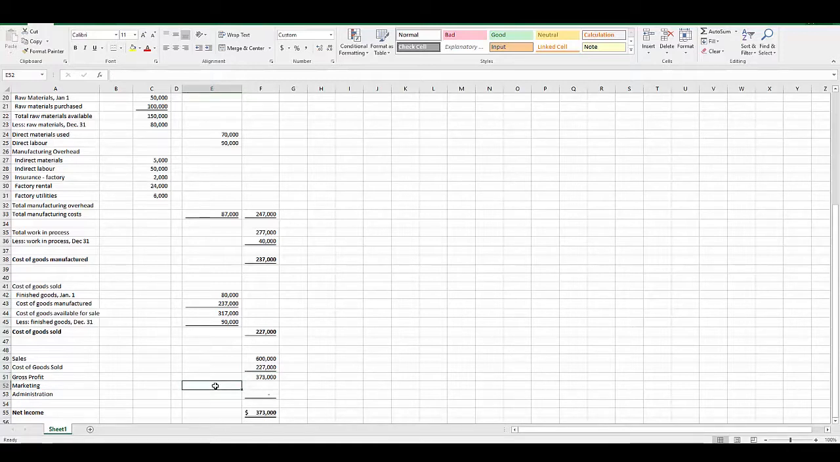There are other costs of running the organization. So here we're told that we have marketing cost of $20,000, and we have administration cost of $50,000. So that gives us total marketing administration of $70,000, which you deduct from your gross profit. This will leave you with $303,000 net income for Victoria Manufacturing Limited. F10.